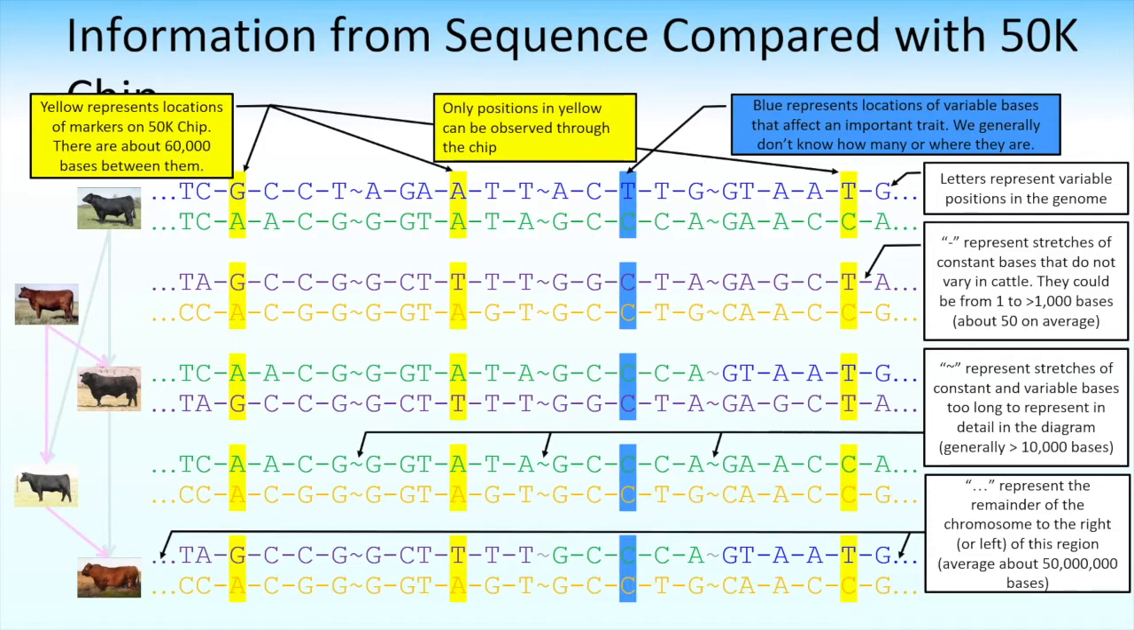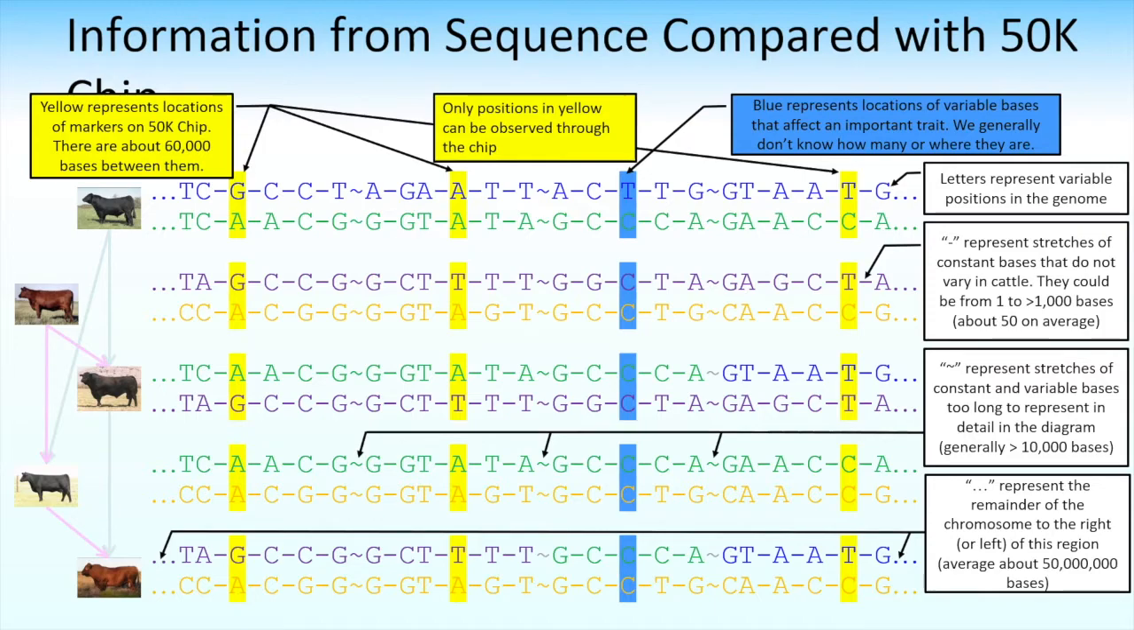To help remind us of that, there are ellipses at the ends of the sequence that represent the sequences between the ends of the region and the ends of the chromosome that is on. The total length of the sequences represented by the two ellipses would be on the order of 100 million bases for an average bovine chromosome. By bases, I mean the fundamental building blocks of DNA, which take four forms that we represent by the letters A, C, G, and T.